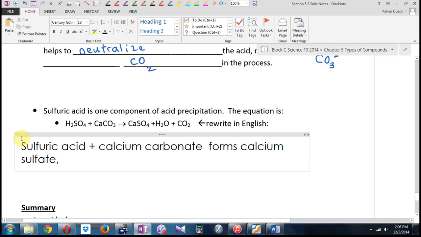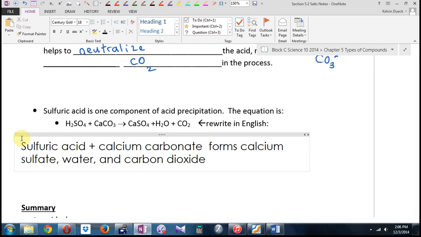H2O. Hey, I know this one. Water. And CO2. Covalent, one carbon, dioxide. That's a practice to get used to rewriting, going from formula to name.